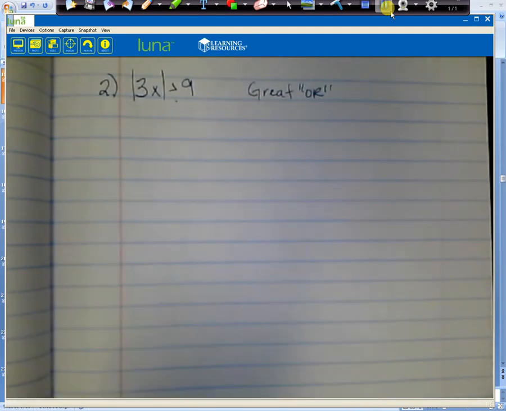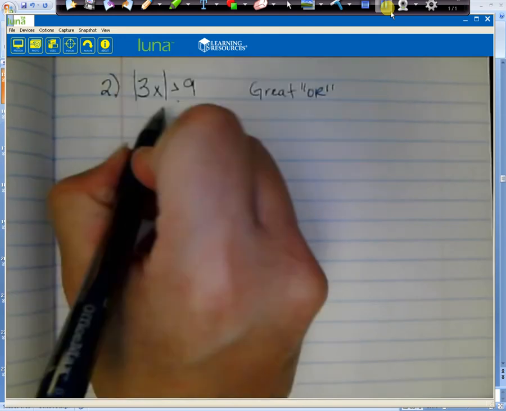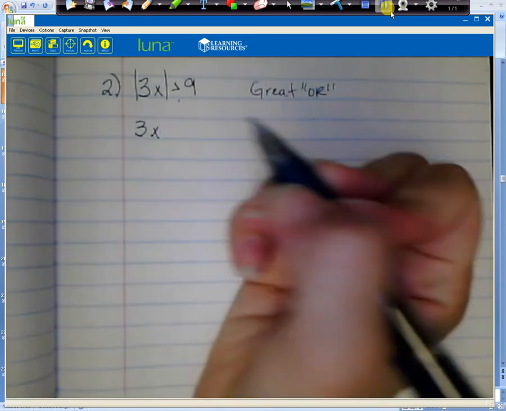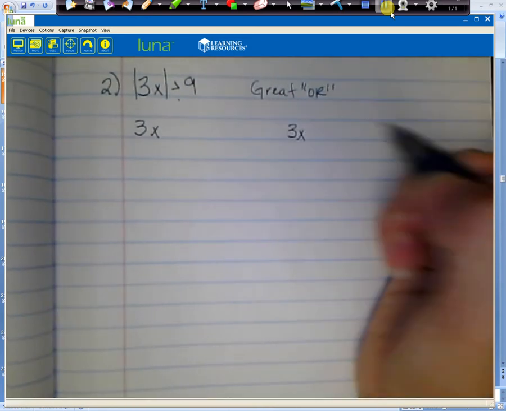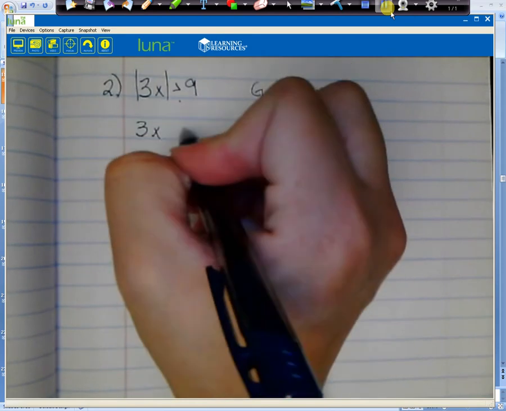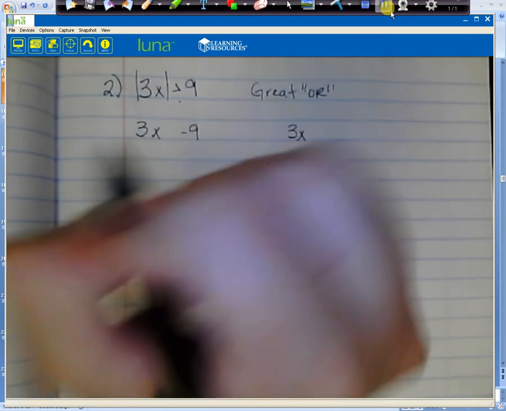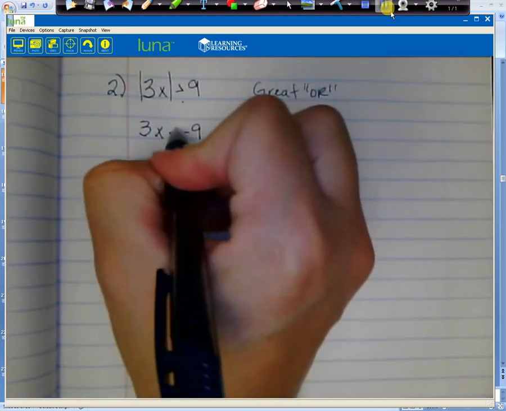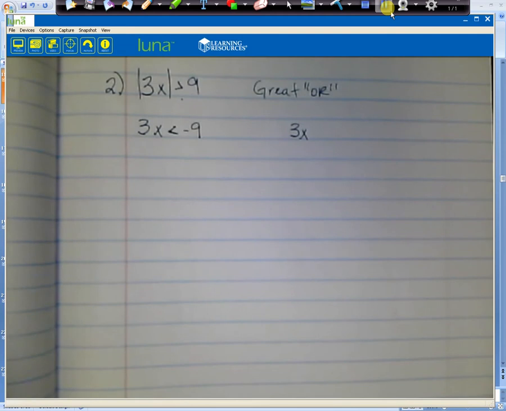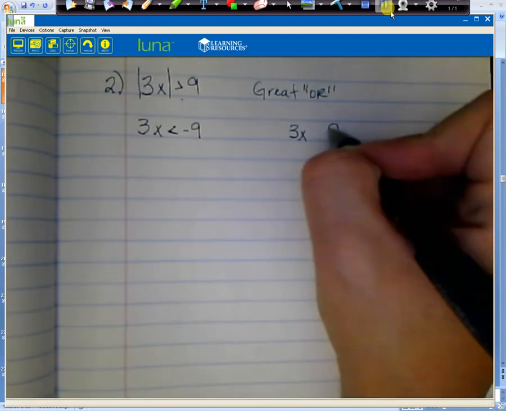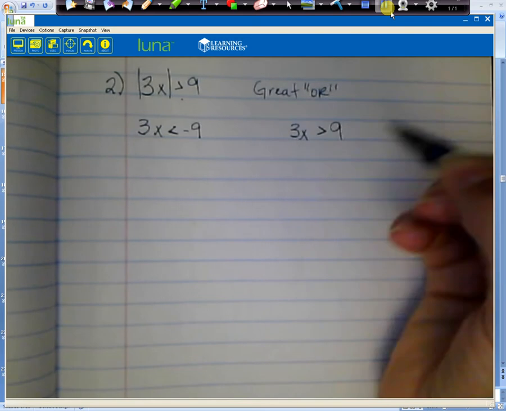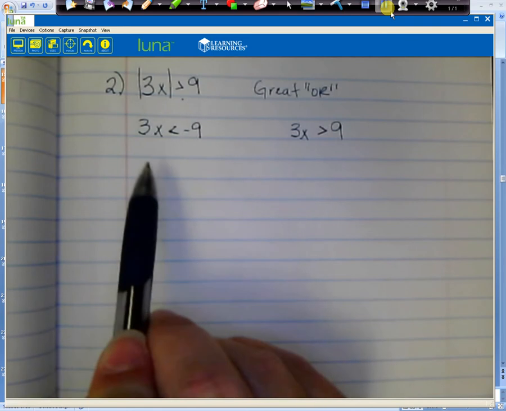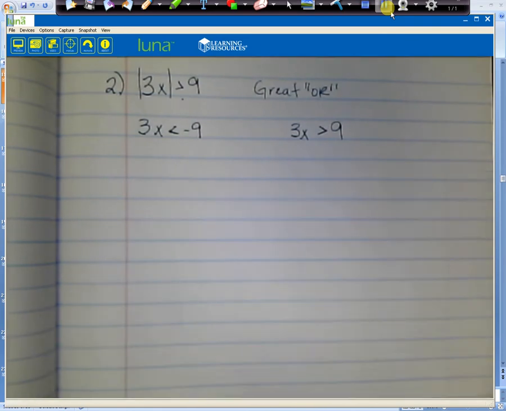So I'm going to set up my two inequalities. My absolute value bars are by themselves, so I'm going to say 3x here and 3x here. So I'm dropping the bars. Here, I'm making my positive 9 into a negative 9. And I'm taking this sign and I'm flipping it around. Here, I'm bringing down my problem just like it is. I'm just dropping the bars. So here I just made my positive 9 into a negative 9 and I flipped the sign. And here I just kept it the same. I just dropped my absolute value bars.